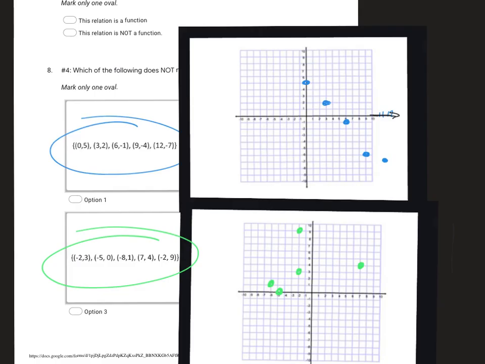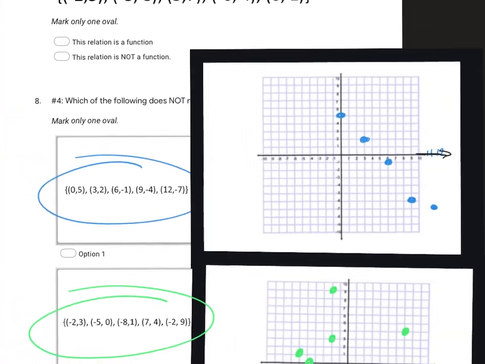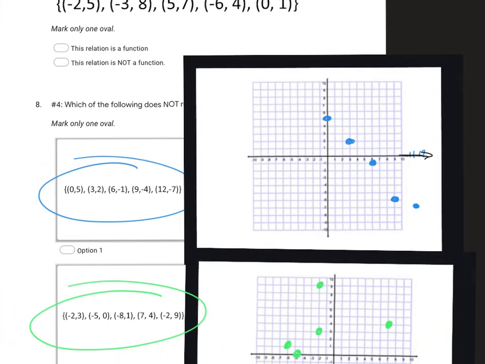All right, so here's the hint for number 8. I'm using number 8, but it'll also help with number 7. Number 8's just a little tougher, so I figured I would use that one for the example. So it's asking which one is not a function, and it just gives you ordered pairs, not a graph. So what I did is I took option 1 and I graphed it.